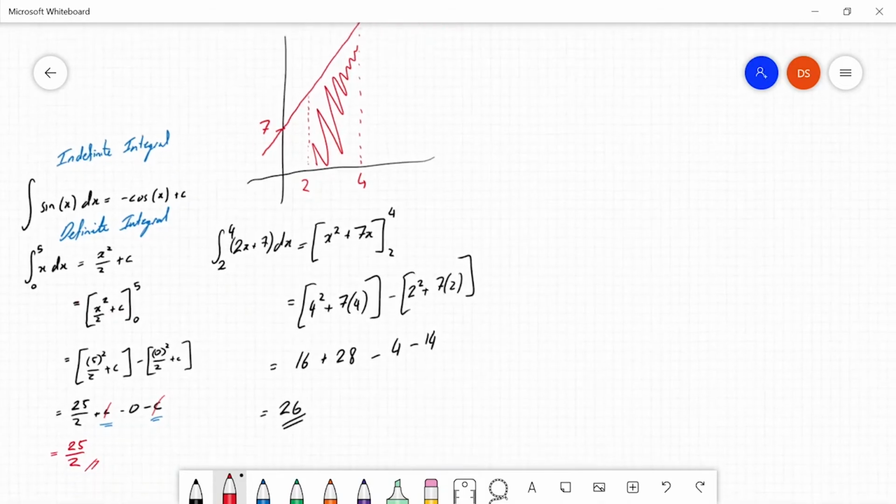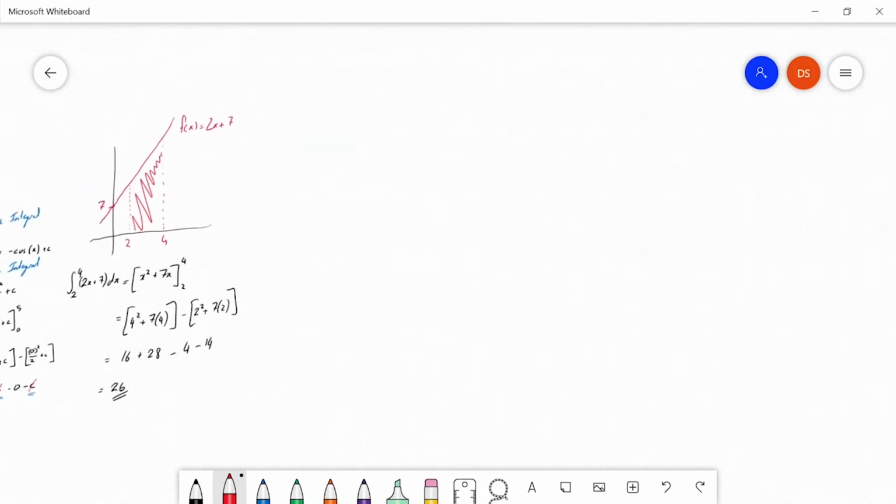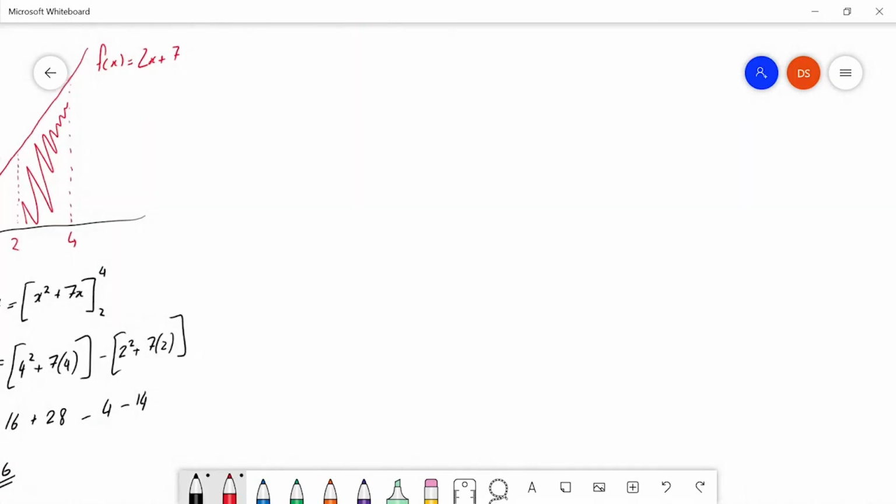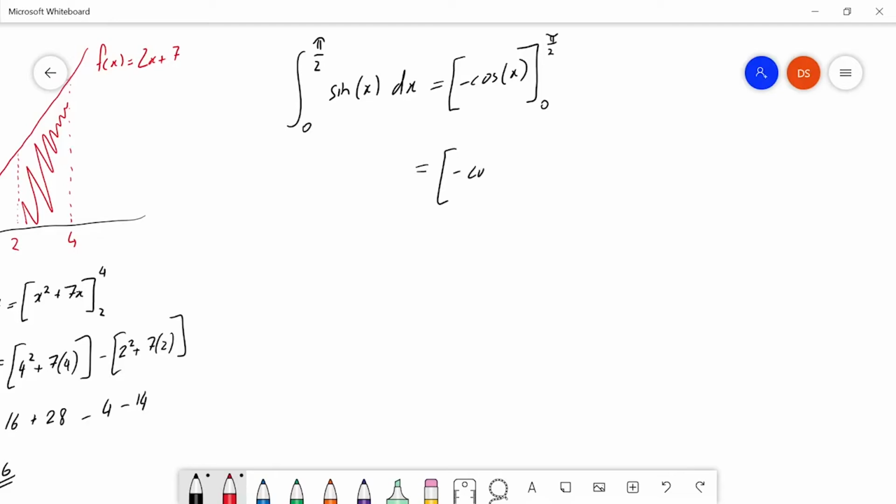And now, even if I made the function crazier, like I'll find the definite integral from 0 to pi on 2 of sine of x dx, we will get sine integrates to negative cosine, and then pi on 2, 0, and so we sub the pi on 2 in first, so that's cosine pi on 2 minus negative cosine of 0.